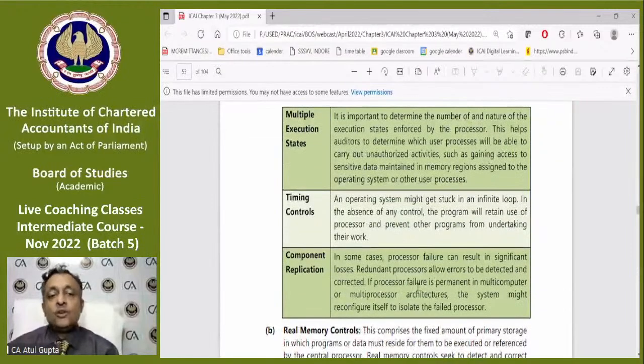Timing control to ensure system works properly. Component replication. Replication is repetition. In some cases, processor failure can result in significant loss. So you have redundant additional processors to ensure that loss is not there.